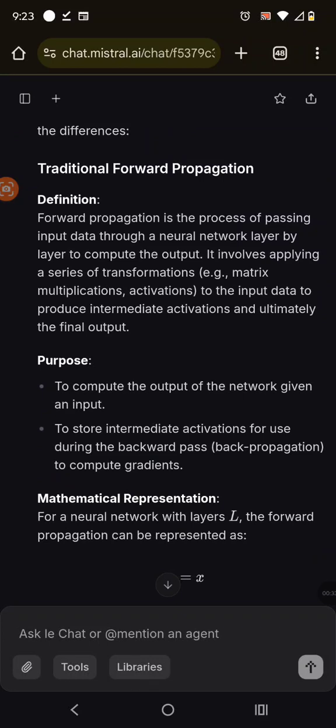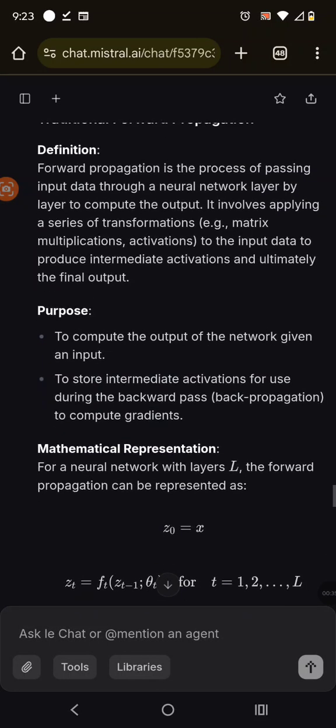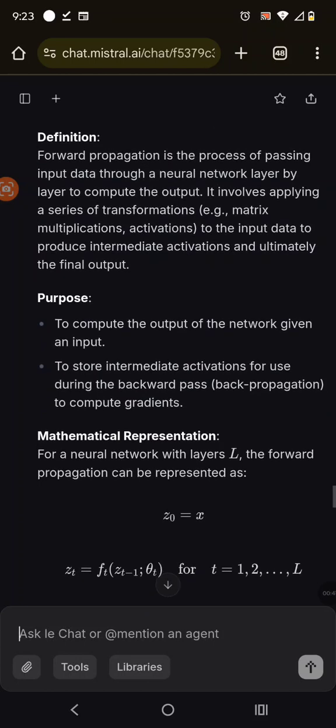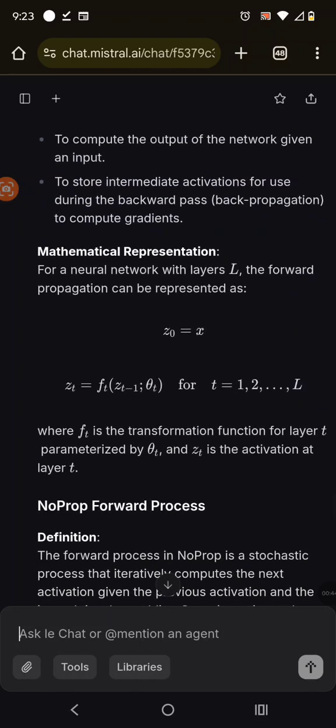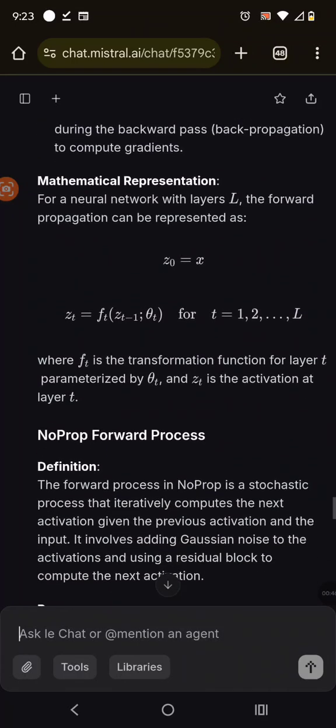Traditional forward propagation's purpose is to compute the output of the network given an input, and to store intermediate activations for use during the backward pass, to compute gradients. The forward propagation is represented as Z_t = f_t(Z_{t-1}), where f_t is a transformation function for layer t parameterized by theta_t, and Z_t is the activation at layer t.